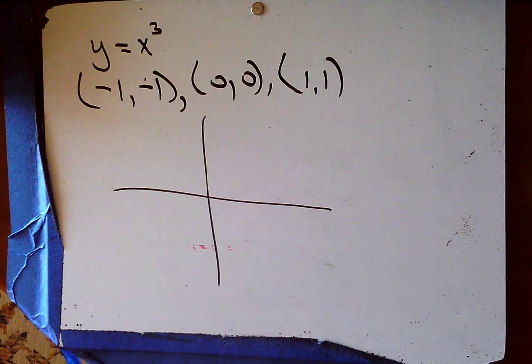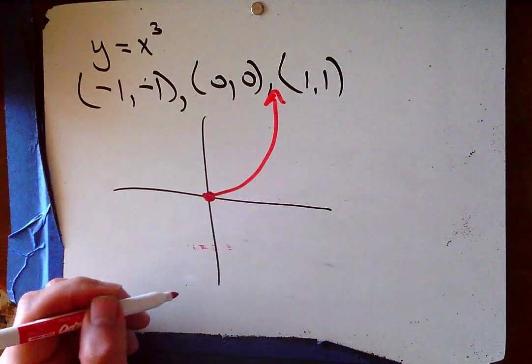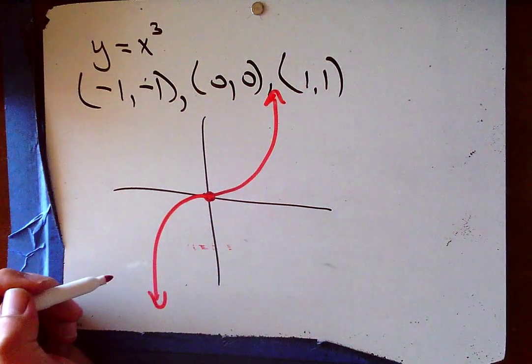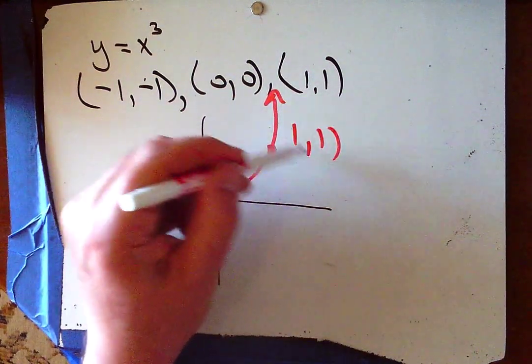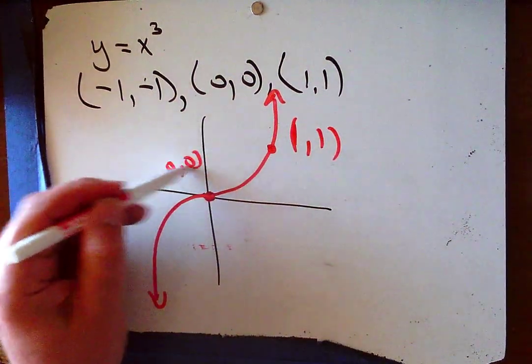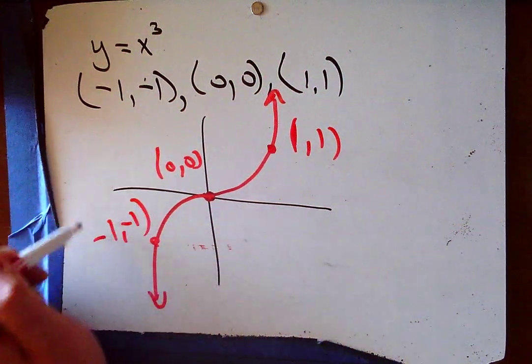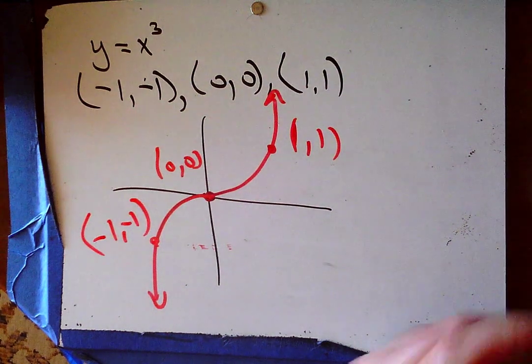But the shape is different. It starts looking like a parabola over here, and then an upside down or a reflected parabola over here. We pass through (1, 1), we pass through (0, 0), and we pass through (-1, -1). These are our reference points on the reference graph.